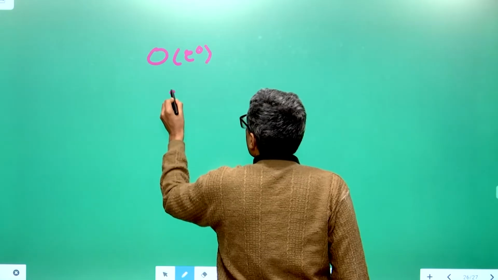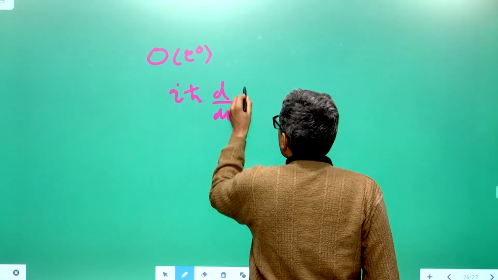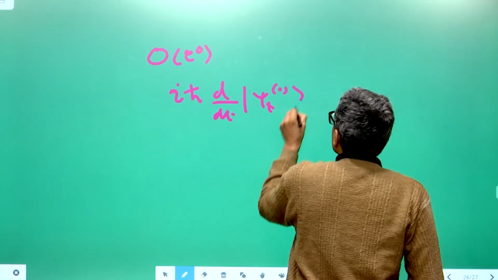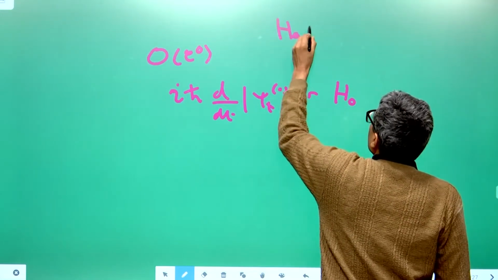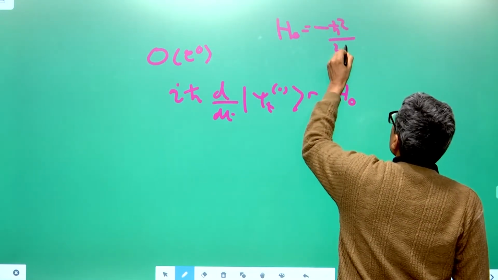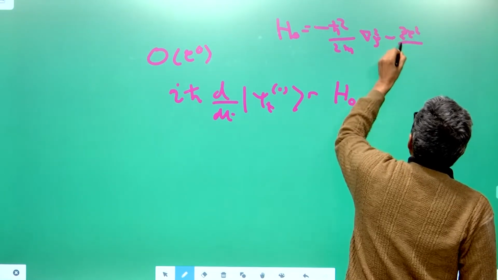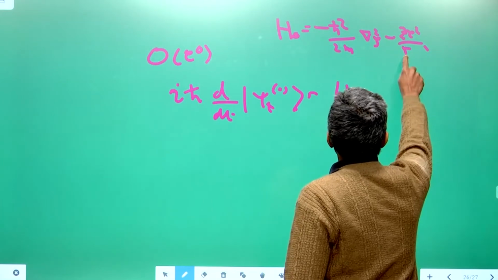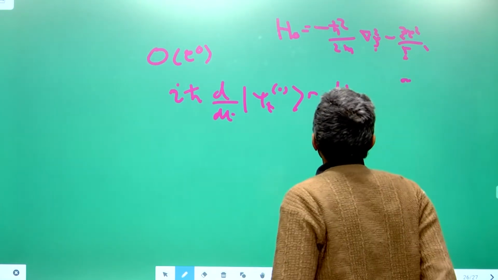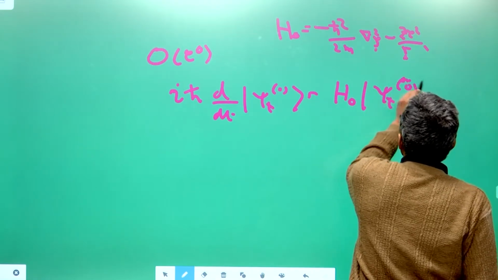So if you equate the order e power 0 term, what do you get? You get i h cross d by dt of psi0(t). This is nothing but the unperturbed atomic Hamiltonian. Remember, the unperturbed atomic Hamiltonian is simply minus h cross square by 2m del square minus Ze square by r, where this is the Coulomb interaction potential between the nucleus and the electron, and this is the kinetic energy operator of the electron. So this is h0 multiplied by psi0(t).